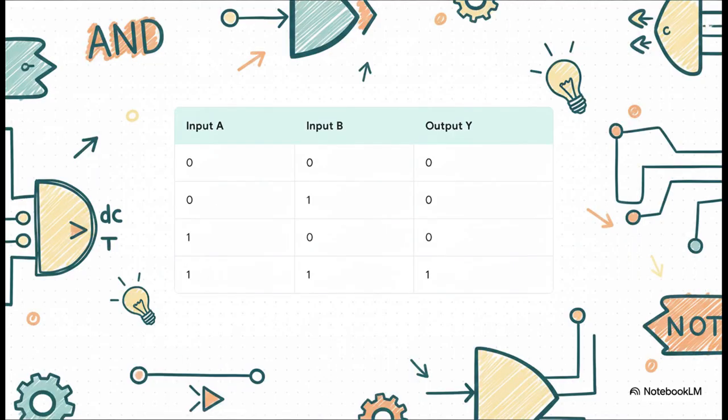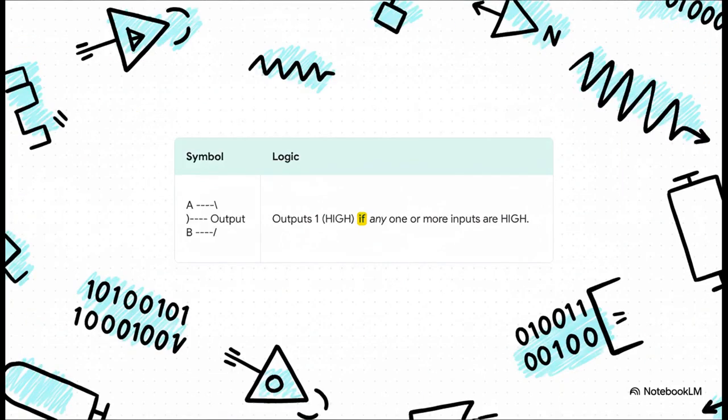And here's what that looks like in what's called a truth table, which just shows every possible outcome. You can see the pattern right away. If there's any 0 in the inputs, the output is 0. 0 and 0, you get 0. 0 and 1, still 0. It's only when input A and input B are both 1 that, boom, we get a 1 at the output. It's basically logical multiplication.